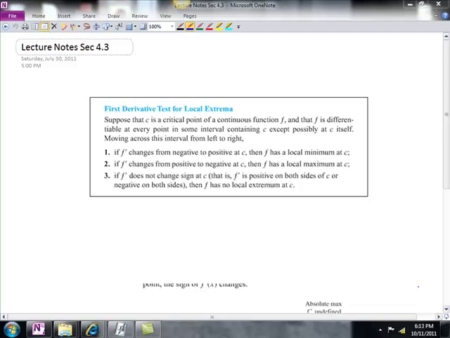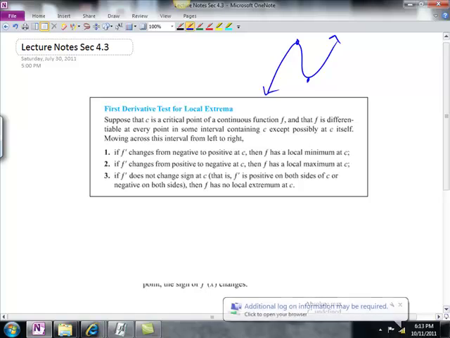Okay, so 4-3, we're going to get the first derivative test for local extrema. What are local extrema? What does that mean? Mins and max. Okay, so within this curve, say you had something that did something like that, there's not an absolute maybe there, but there is a local max and there's a local min, and we're going to use derivatives to find those.